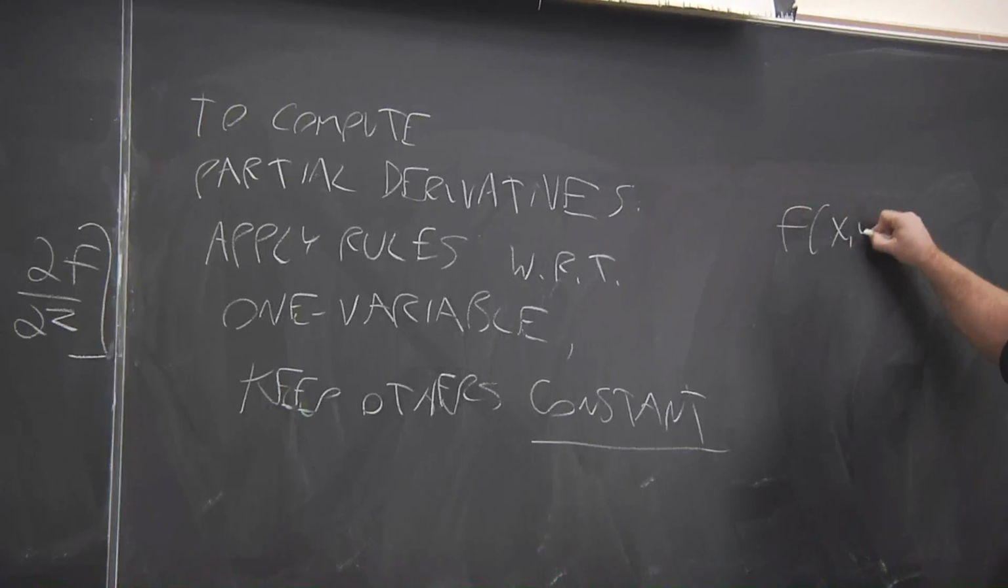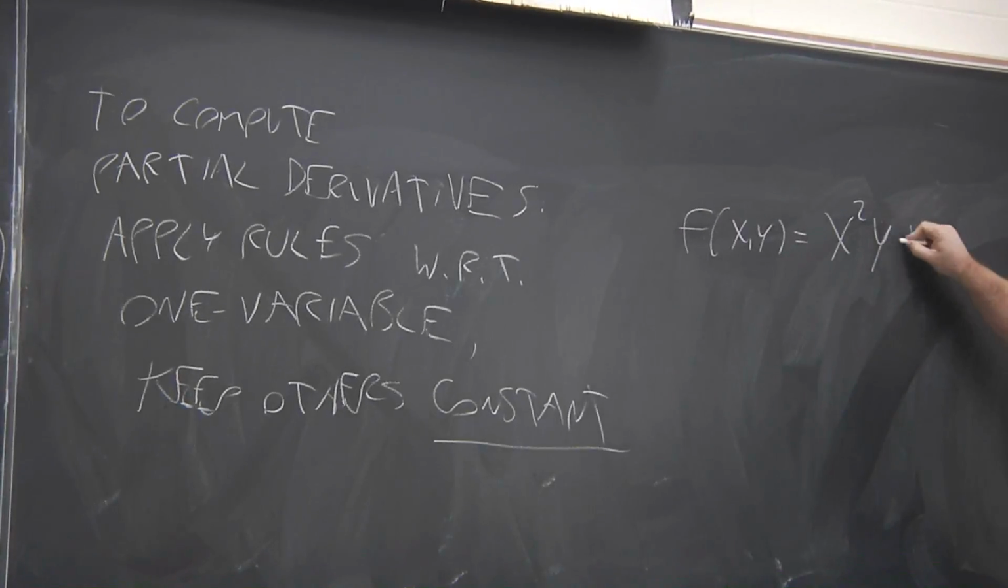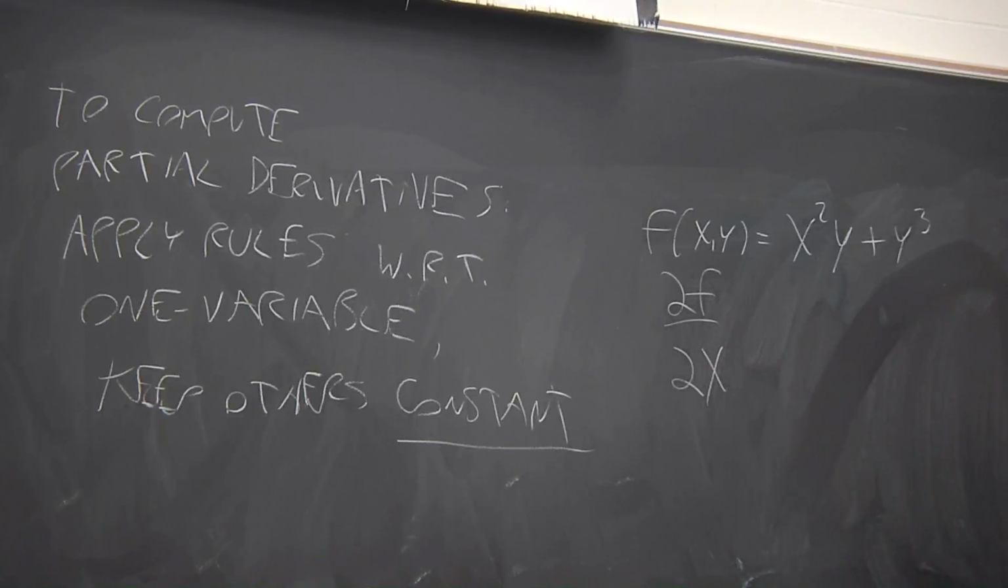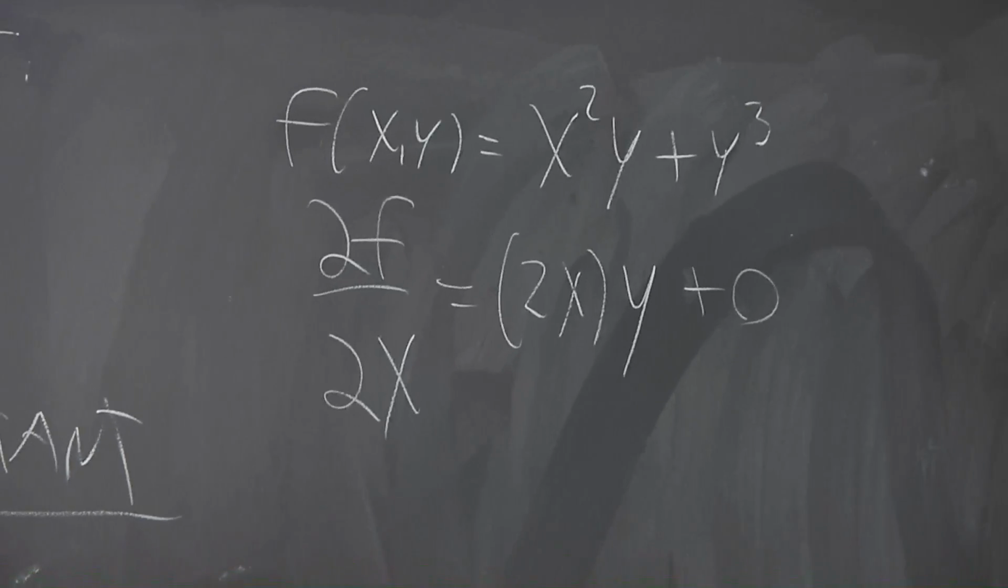Let's suppose we have a function of two variables, f of x, y equals x squared y plus y cubed. For the partial derivative with respect to x, we apply these differentiation rules, treating it as a function of x, and y we treat as if it were a constant. So for this term we're going to have 2x times what we're considering a constant, y. And then the y cubed term doesn't depend on x at all. It only depends on y. So the derivative of that part with respect to x is just going to be zero.